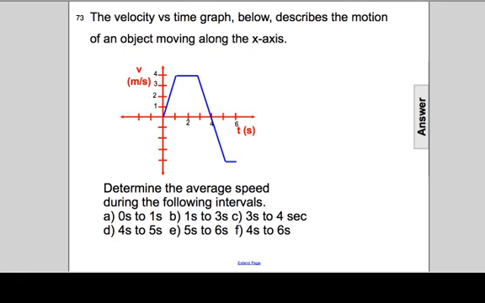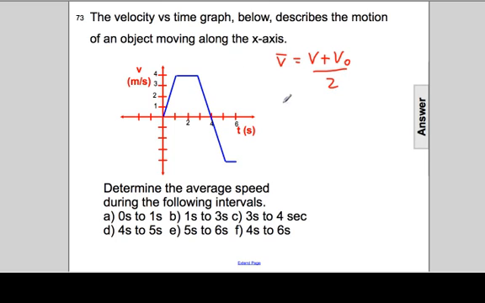Alright, in this slide we're asked to find the average speed for the following intervals. Let's just take a moment and write down the equation for average speed. The average speed can be found by taking the arithmetic mean of the final speed and the initial speed. So that's the final velocity plus the initial velocity, divided by 2.